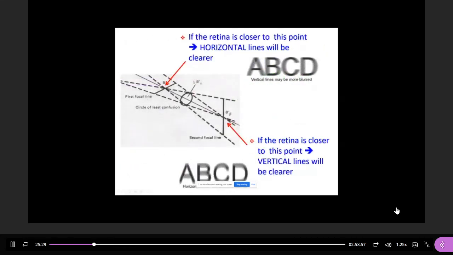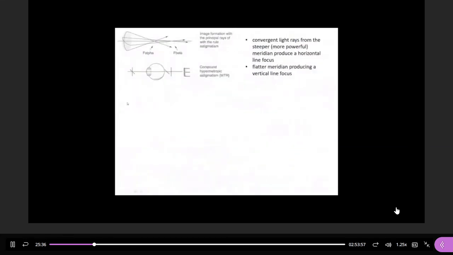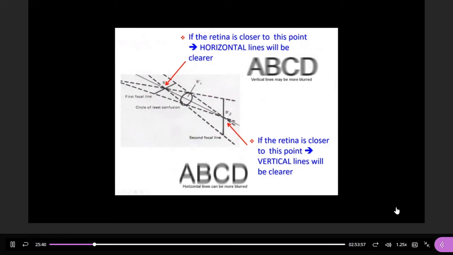So let's see about astigmatism. How do we understand what astigmatism is? So let's go back. On the retina, we have a circle, a ring, right? If we have astigmatism, that means in the horizontal and the vertical, they have different power. For example, in this patient, the first focal line, which is horizontal, is close to the circle. That means this image will be clearer. If the second one is a little bit far away, like this vertical one, that means this one is more blurred, right?